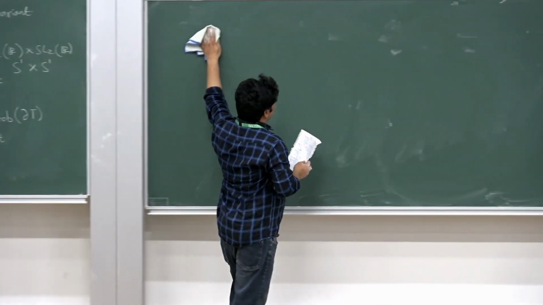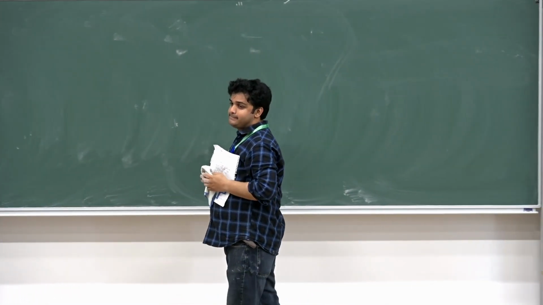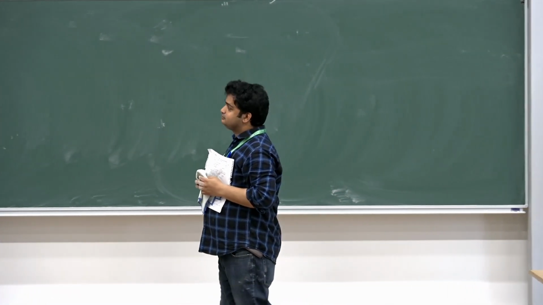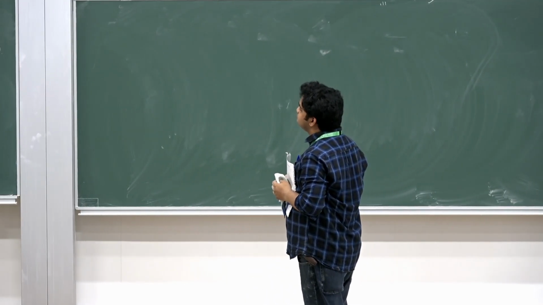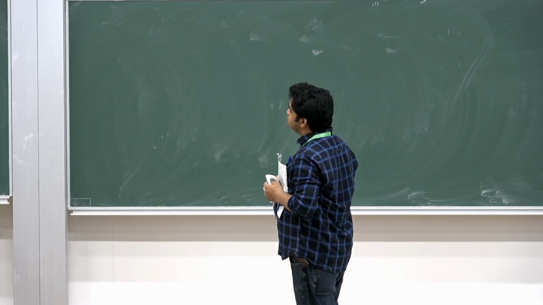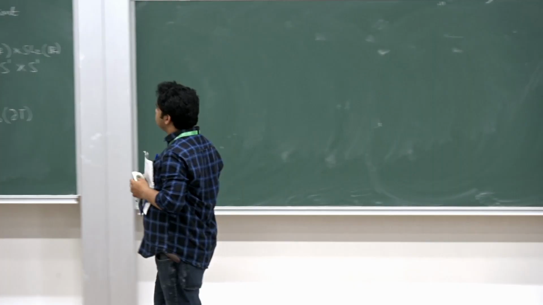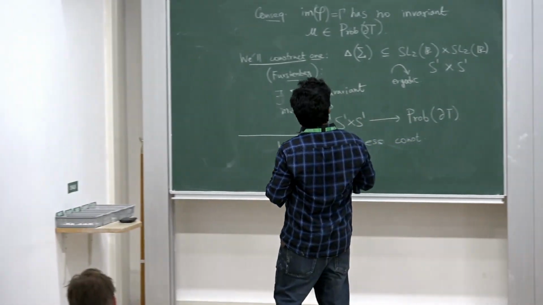Does this argument show that any subgroup containing this diagonal acts with a fixed point on the tree? Any action on a tree with a fixed point in the tree or in the boundary?